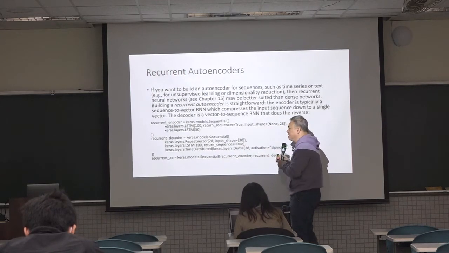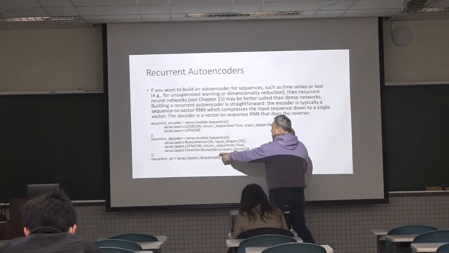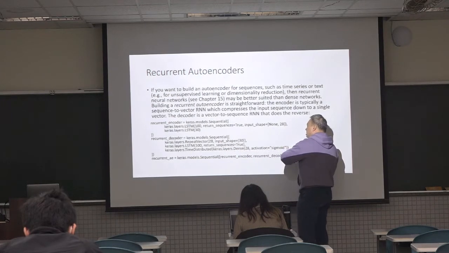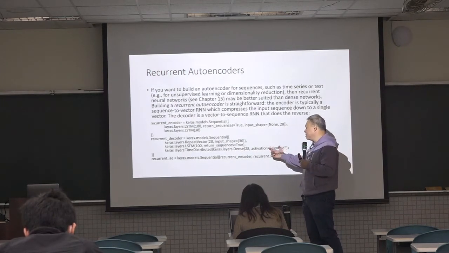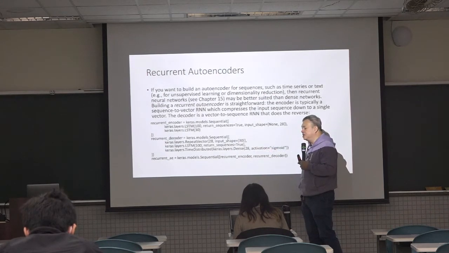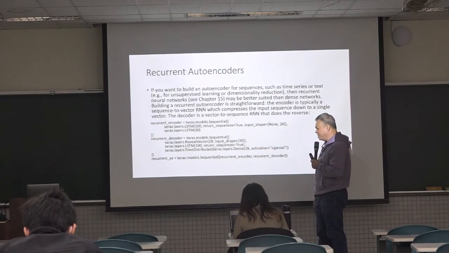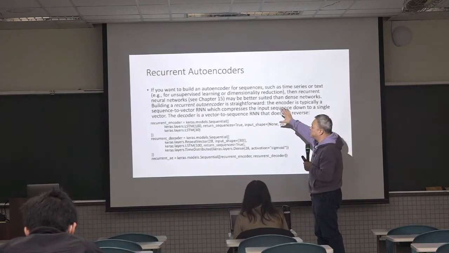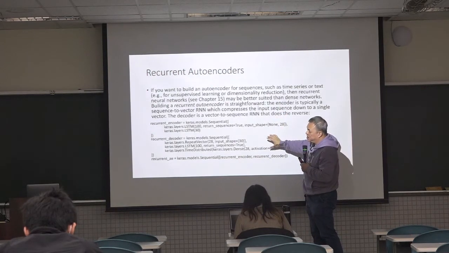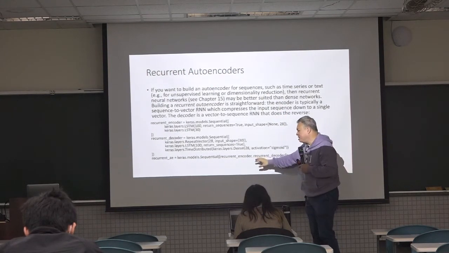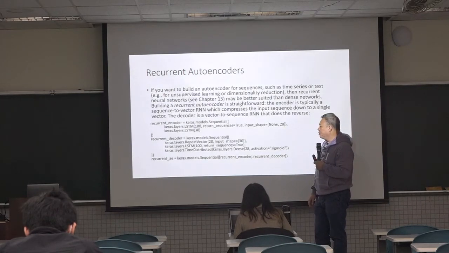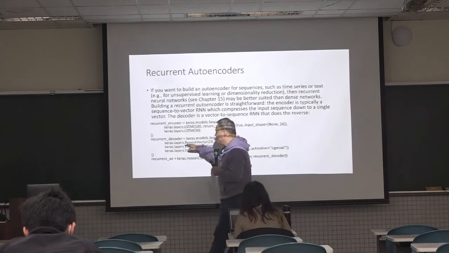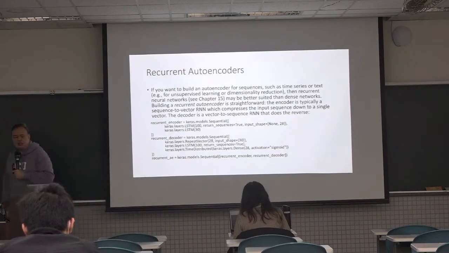Then we send this output to the time distributed dense layer, and we still use sigmoid activation. We still treat each pixel as a binary classifier, and that's pretty much it. So we have a recurrent encoder and a recurrent decoder, and we combine them to be a recurrent autoencoder. What is special in this example is that we have a repeat vector, this particular statement.